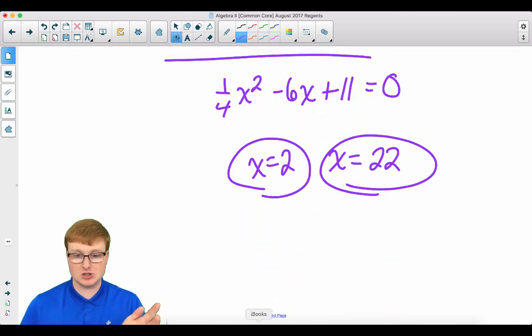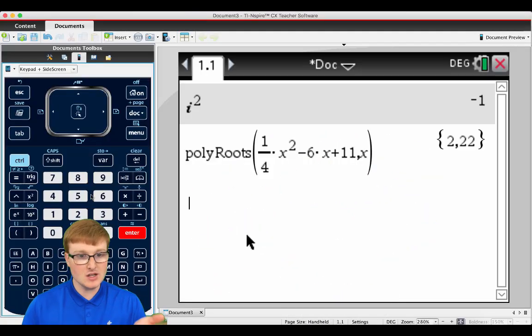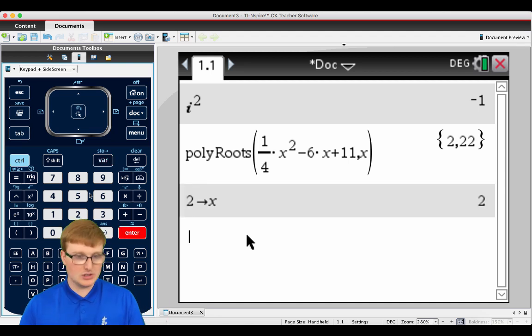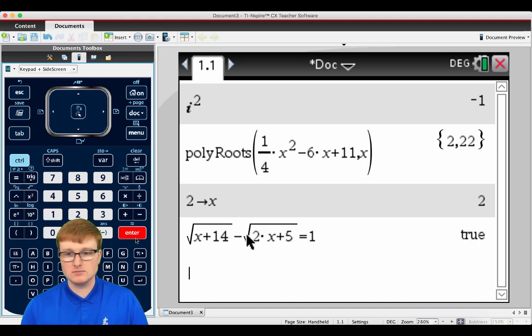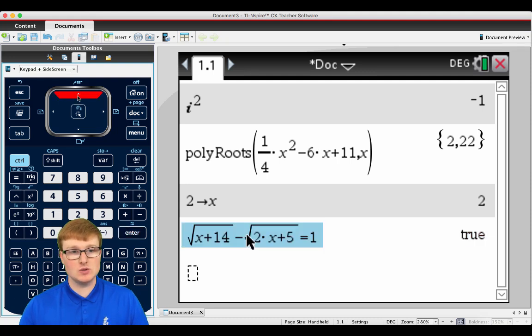All right, again, I'm lazy. I'm just going to go to my calculator and do it. So I'm going to take 2 and I'm going to store it into x. So control var x. Go ahead and type in exactly what you see. So the square root of x plus 14 minus the square root of 2x plus 5. Does that equal 1? True. Nice. So we know that 2 is an answer.